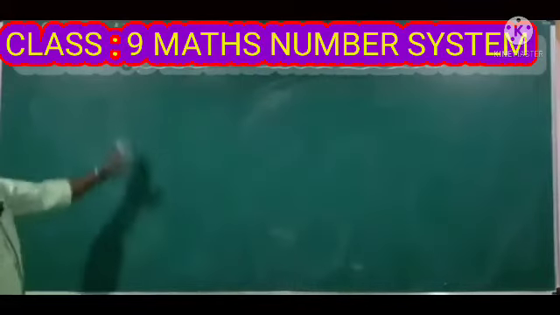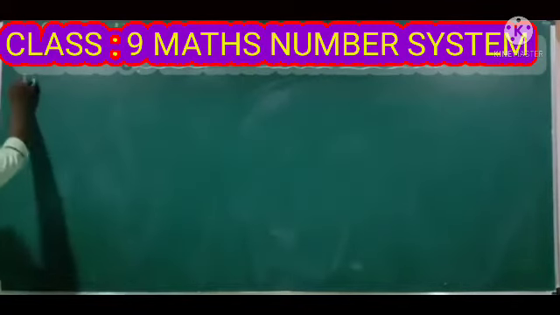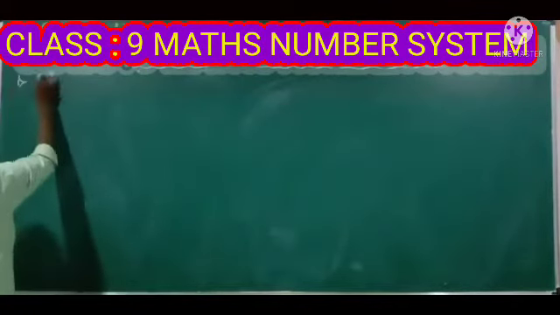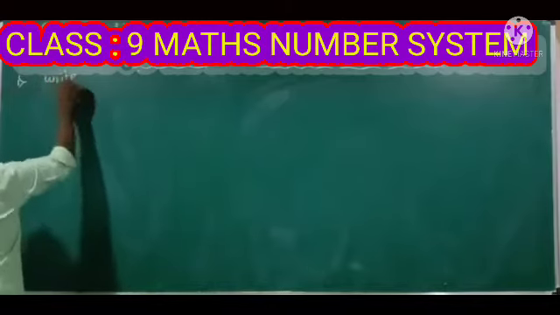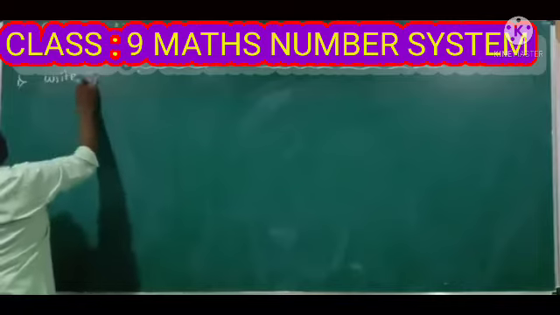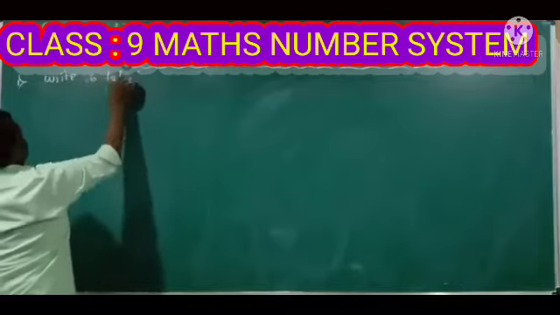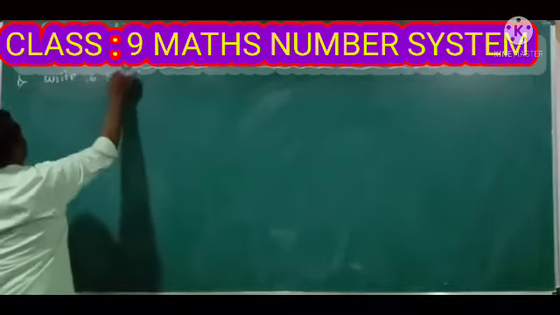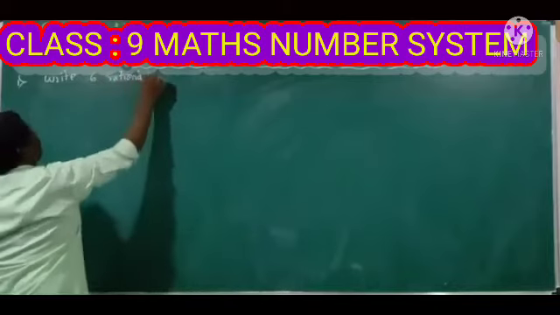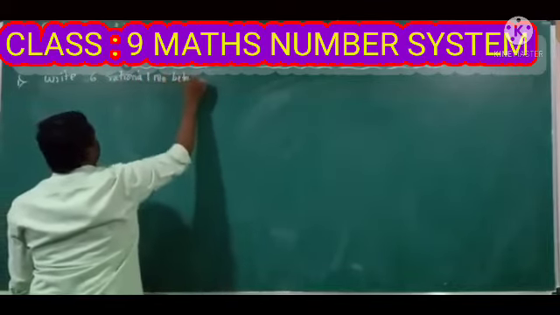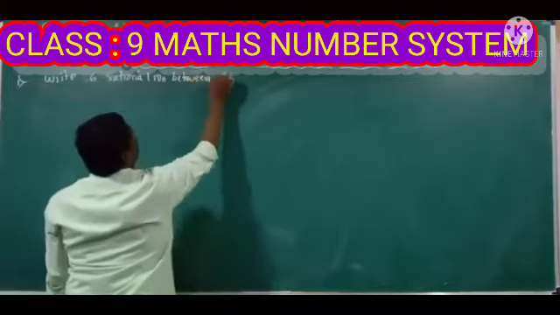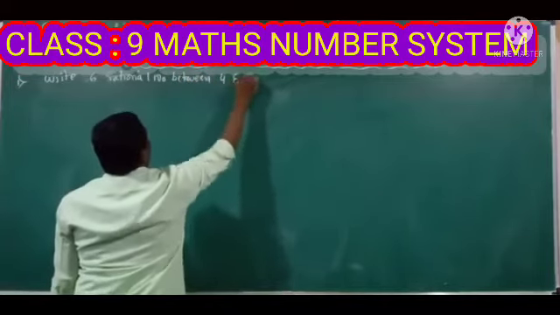Okay, first one: write 6 rational numbers between 4 and 9.